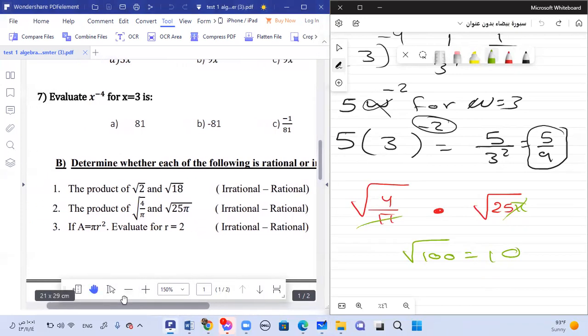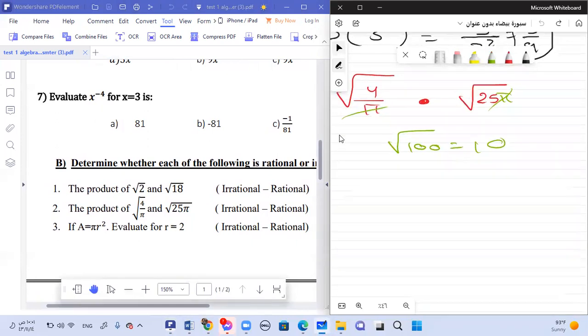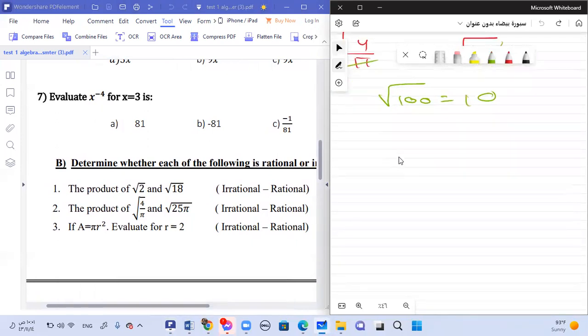Rational if we have a whole number, like 2, 3, 4, 5, 6. Irrational means it makes a decimal point. Because if we use the calculator in this part, we get 10, so it is rational. Okay? Not a fraction, a decimal number. Maybe a fraction gives me a whole number.